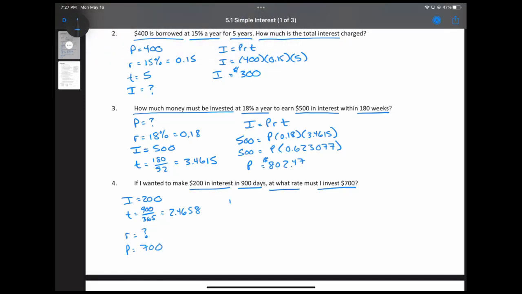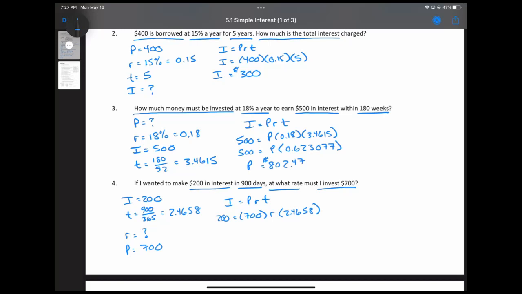Okay, so I put my equation, I equals PRT, and I know that I is 200, P is 700, R is unknown, so we leave it as R, and T is 2.4658. Now this often confuses students because they're not sure how to deal with the right-hand side, but remember, order of multiplication does not matter. And what that really means is that as long as we multiply those numbers together, we can multiply them in any order. So I'm just going to do the 700 times the 2.4658.